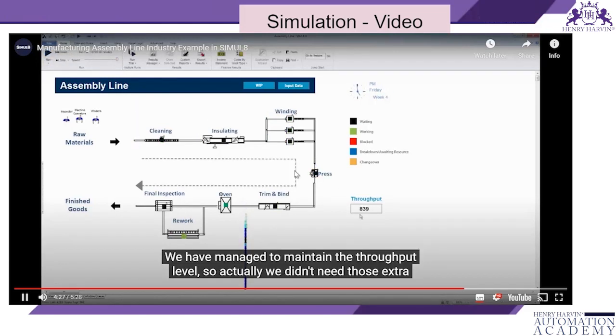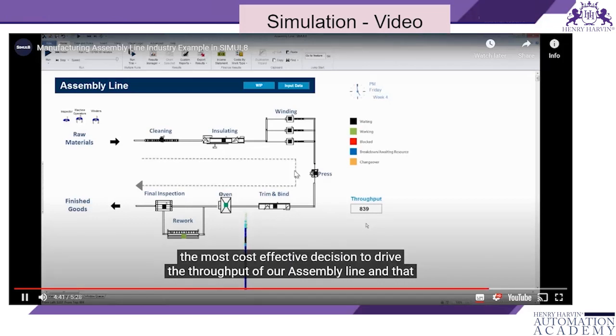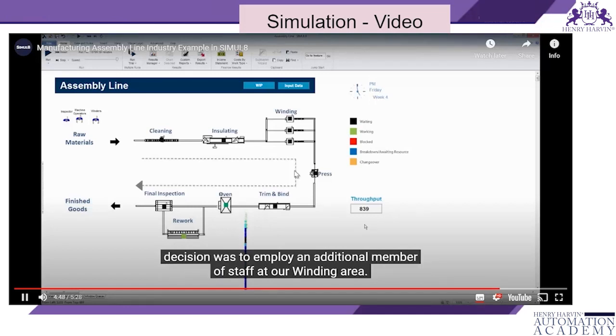We have managed to maintain the throughput level, so we actually didn't need those extra winding machines. We could have bought them and spent $3 million, but by using the simulation, we can see that we don't need to. By using the simulation, we were able to make the most cost-effective decision to drive the throughput of our assembly line, and that decision was to employ an additional member of staff at our winding area.